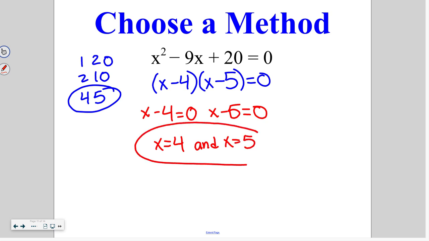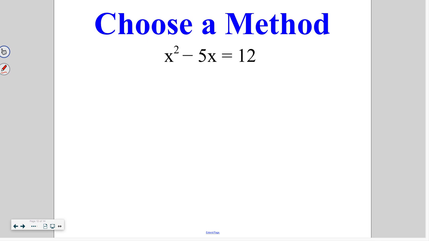So again, factoring works best when you can easily break down that c value to get a pair that can add or subtract to the b value. Completing the square. This is going to work best when our x squared value has a leading coefficient of 1, and there are no obvious factors of 12 that add up to that middle number of negative 5. So there are no obvious factors here. So I'm going to go ahead and complete the square.